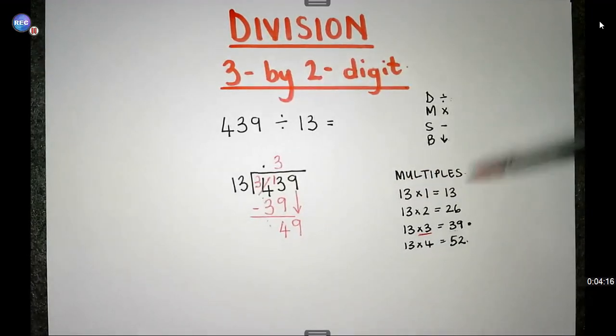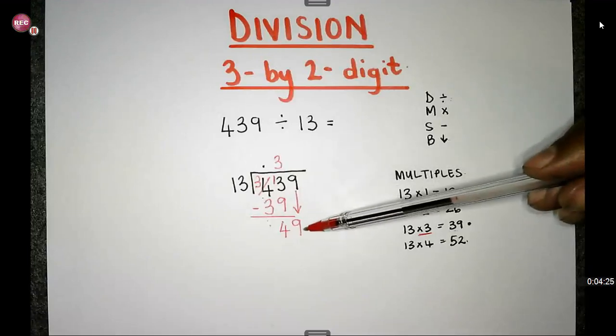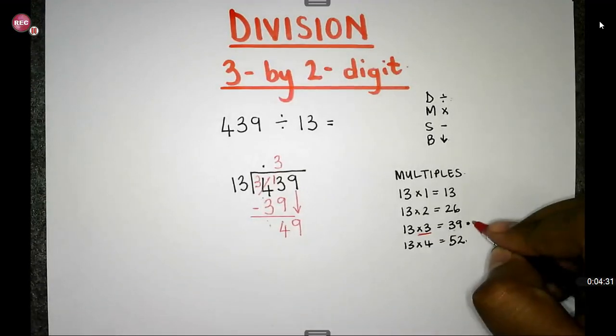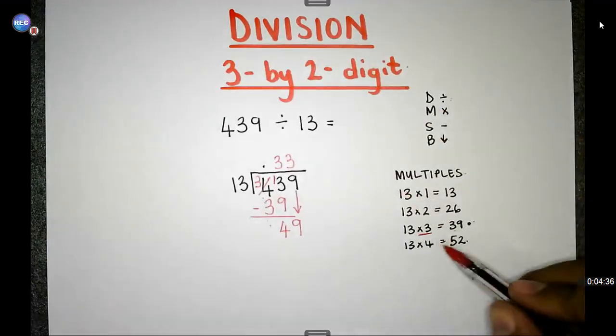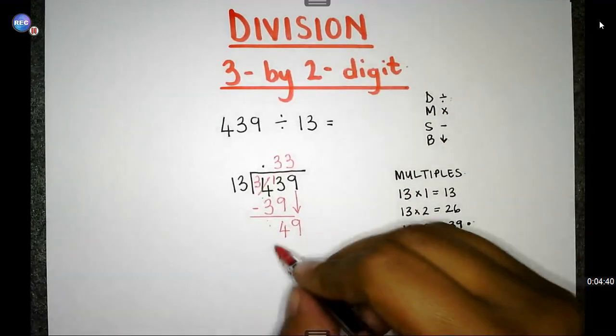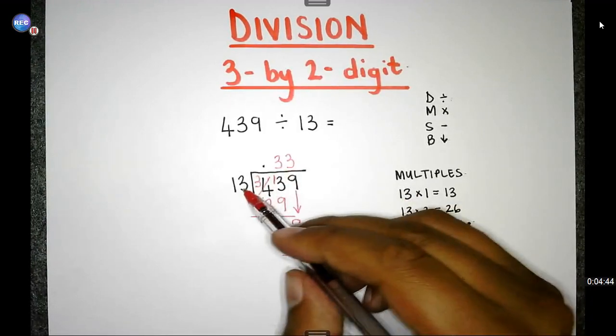Once the 4 steps are done, we have to start again. Now we need to see which multiple will bring me closest to 49, but not being bigger than 49. As we can see, it's 39 again. So at the top, we write 3 again, because it goes in there 3 times. The multiple comes at the bottom, which is 3 times 13.